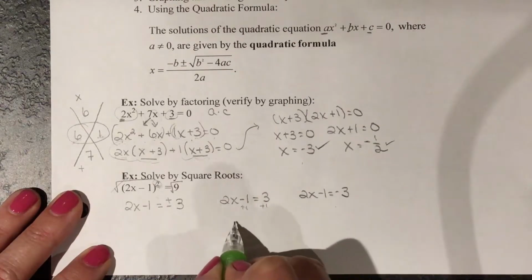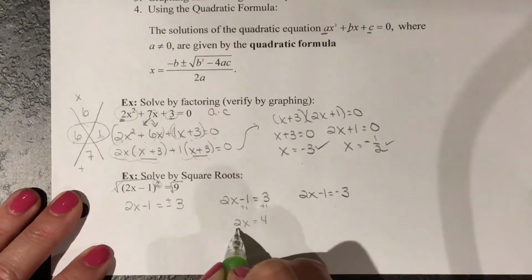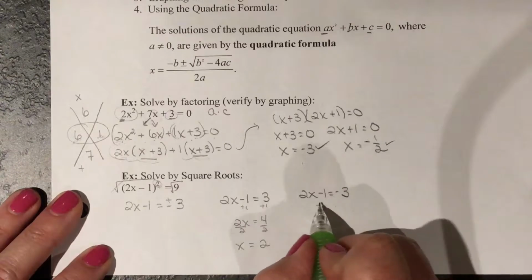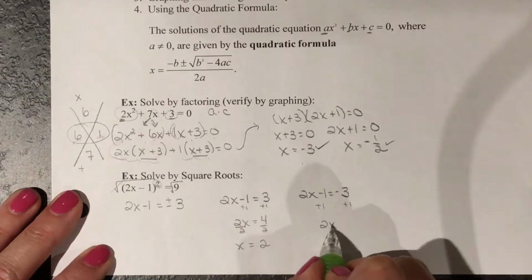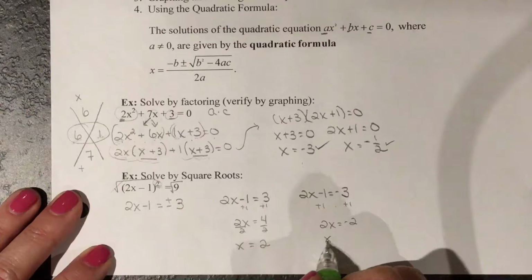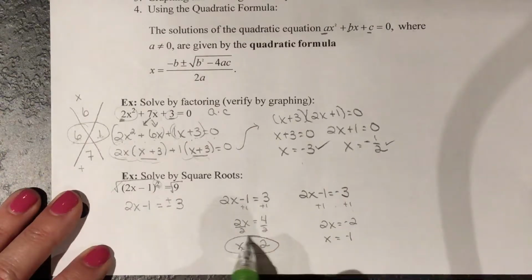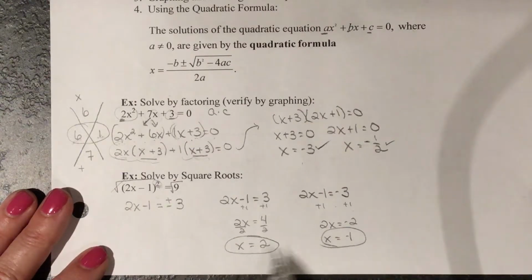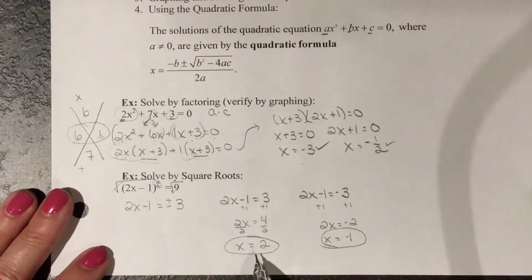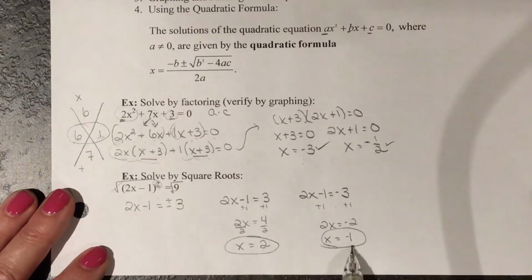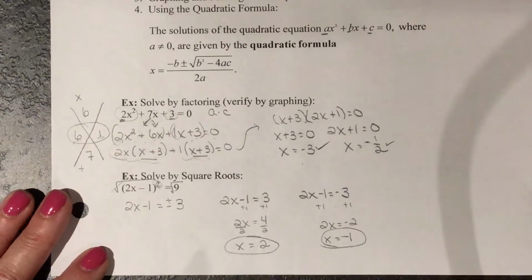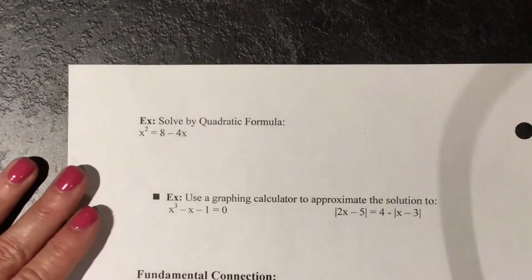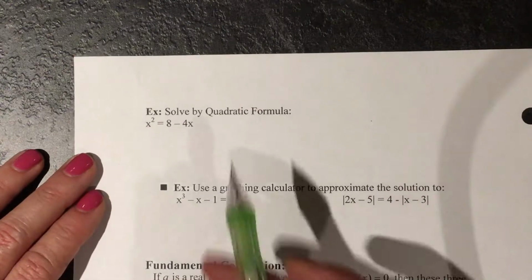I add 1 to both sides, I get 2x equals 4. Divide both sides by 2, I have x equals 2. Adding 1 to both sides, I get 2x equals -2. Dividing by 2, x equals -1. And there's my first solution, and there is my second solution. You again could verify this graphically, and you would find that you would have a 0 at 2 and a 0 at -1. Okay, flipping your papers over, we are now going to solve using the quadratic formula.